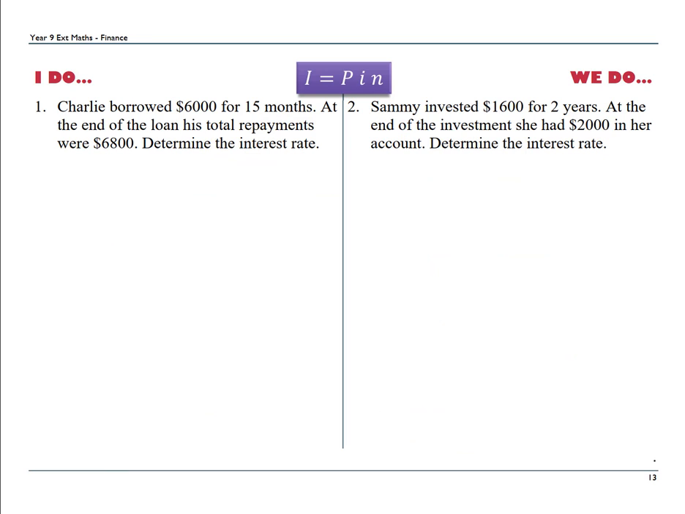Now let's look at the next question. Charlie borrowed $6,000 for 15 months. At the end of the loan, his total repayments were $6,800. Determine the interest rate. So he borrowed $6,000, so that's our principal.